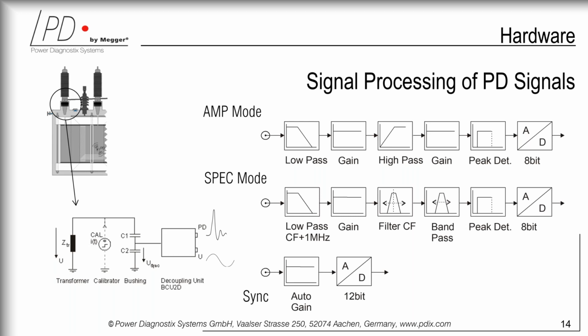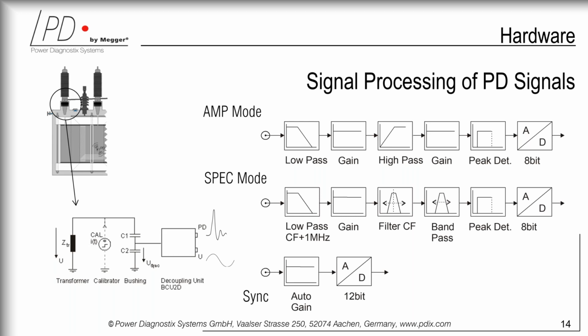And we have also the option of using a sync with auto gain, and then there we use the 12-bit converter because we need to know exactly for AC where are the zero crossings, to understand exactly the frequency and do proper synchronization.